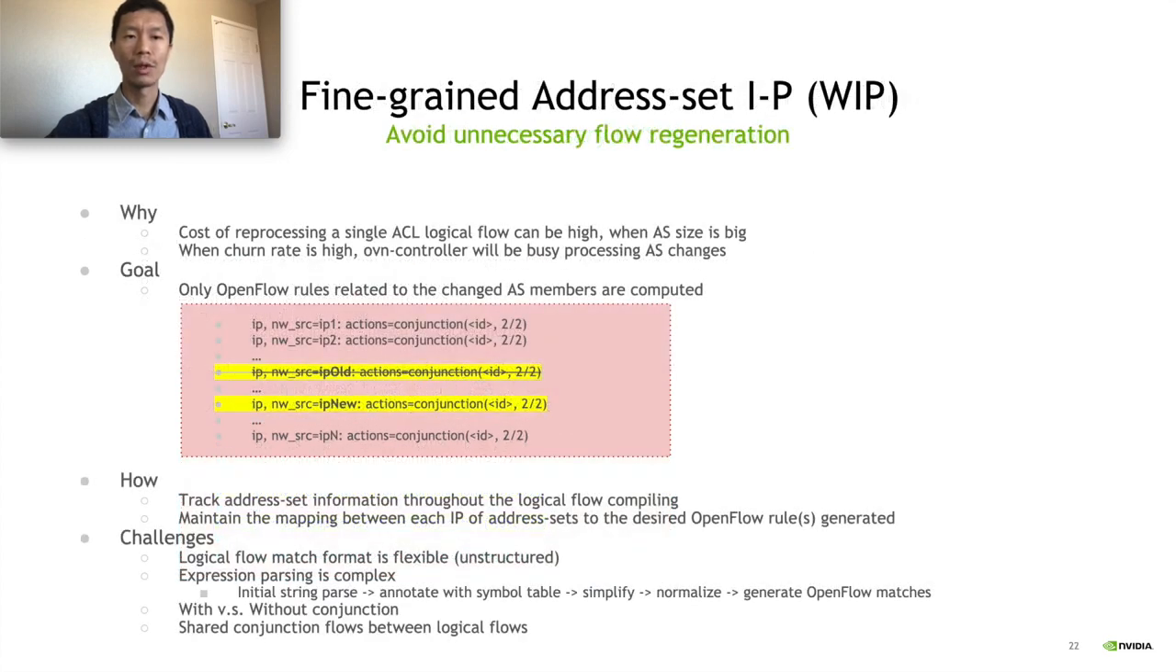And further, we are working on fine-grained address set incremental processing for more efficient ACL processing, to avoid unnecessary flow regeneration. So for all these flows, even if we preserve the conjunction ID but regenerate all these flows, it's still a high cost in ovn-controller. And when the change rate is high, ovn-controller can still be very busy just processing the address set changes. The goal is to only update the OpenFlow rules that are related to the changed member of the address set. And this work is still ongoing.